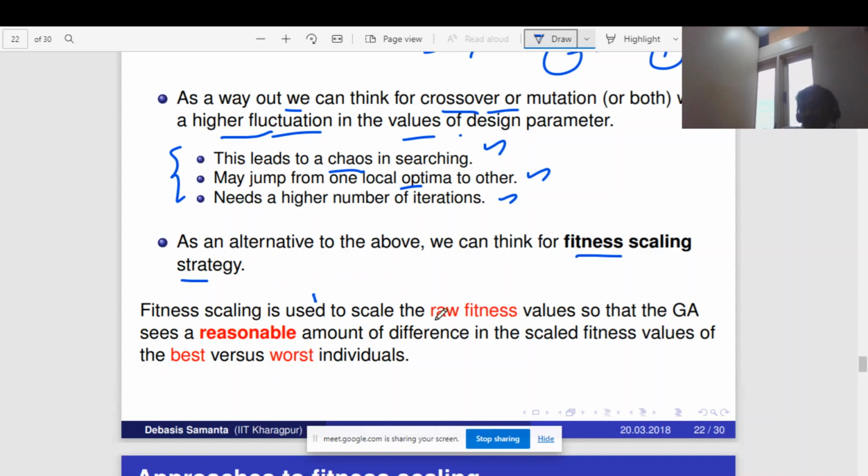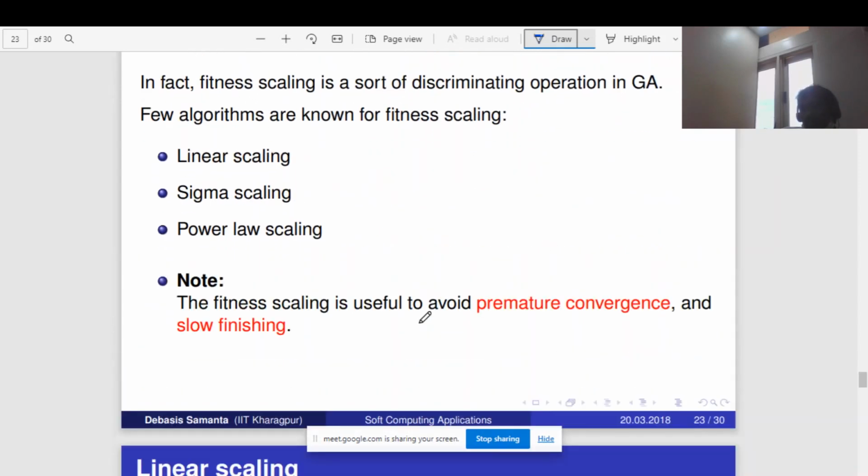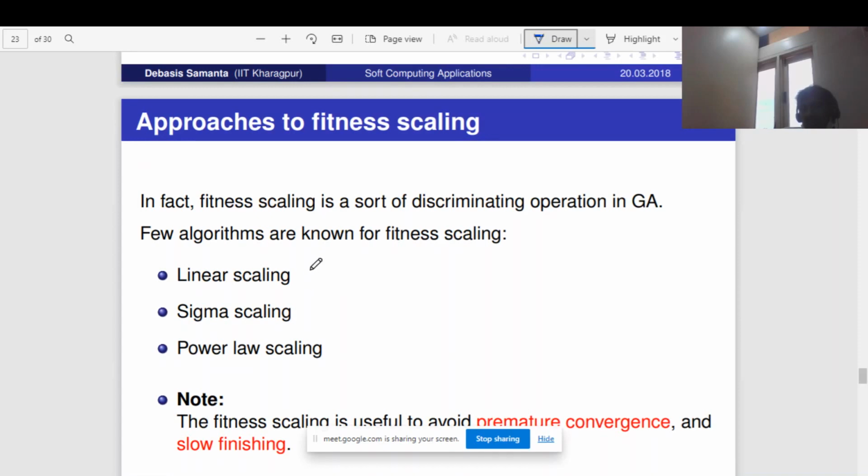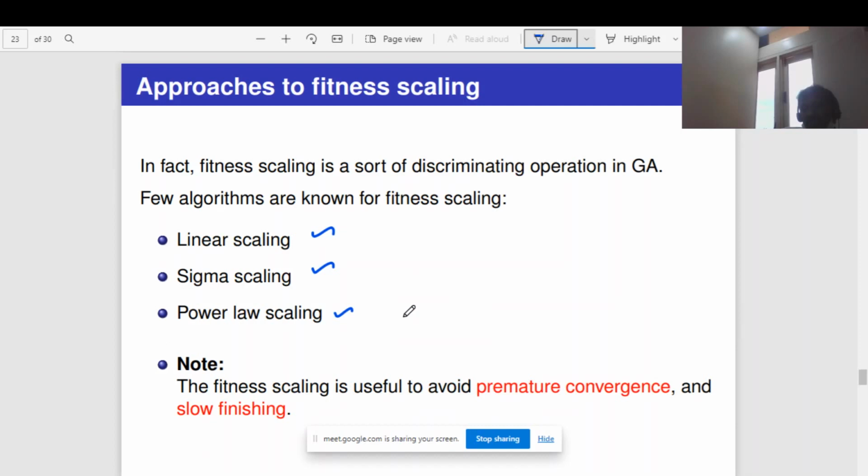Fitness scaling is used to scale the raw fitness value so that the GA sees a reasonable amount of difference in the scaled fitness values of best versus worst individuals. Okay, so that is what it is going to do. These are the three types of fitness scaling technique we have: linear scaling, sigma scaling, and power scaling.